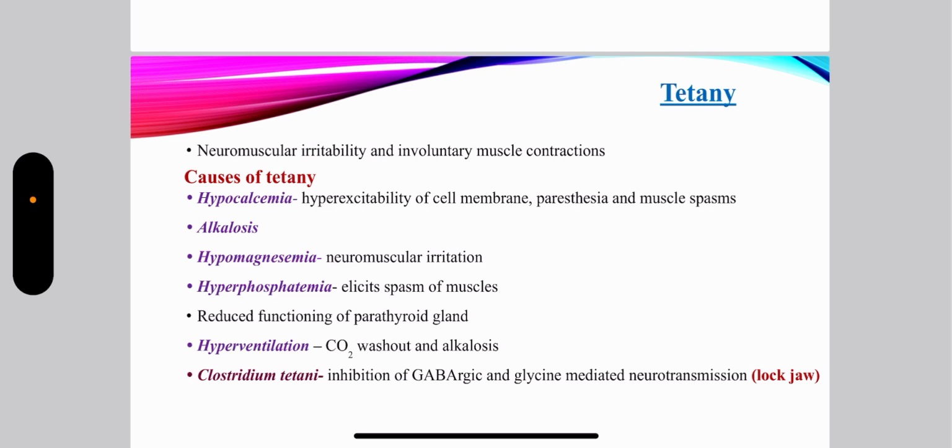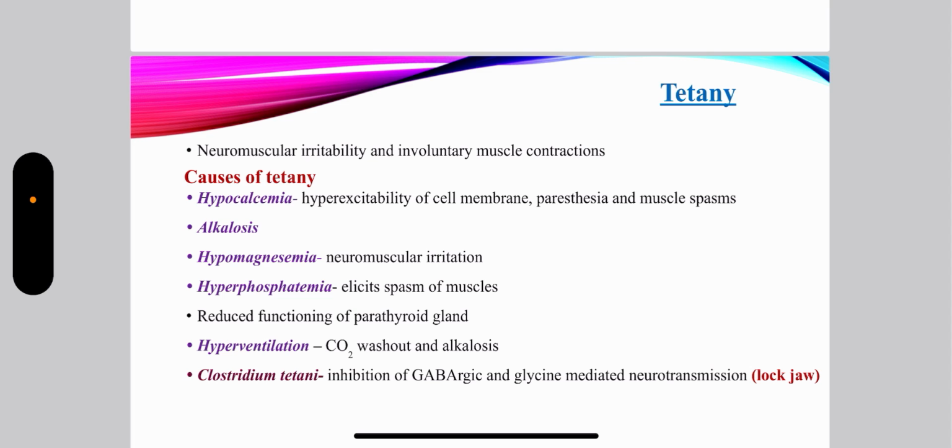First is hypocalcemia. Whenever there is a fall in the plasma calcium, it can cause tetany. How does it cause tetany? Because the cell membrane of neurons becomes more permeable to sodium whenever there is hypocalcemia. Whenever the permeability is increased, there can be hyperexcitability of the cell membrane, paresthesia, and muscular spasm.